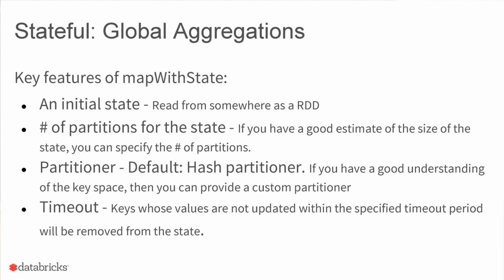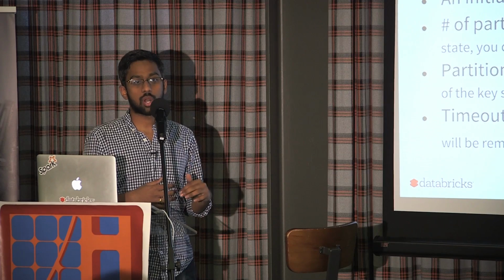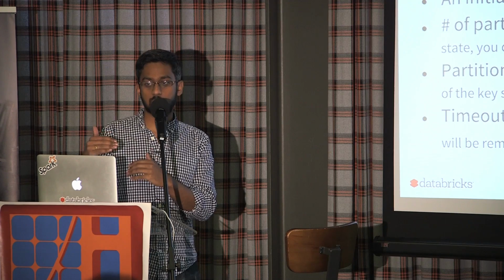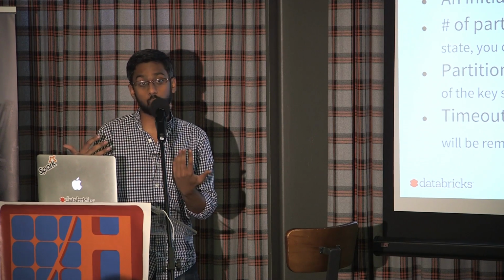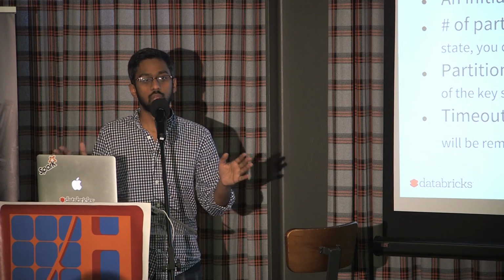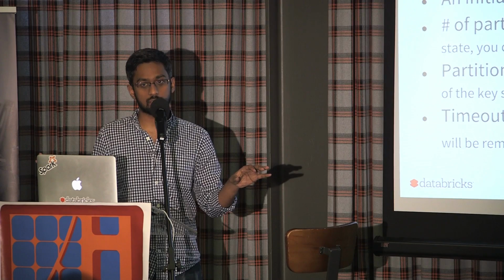The key features of mapWithState: you can provide an initial state. If you have an initial state stored somewhere, like in HDFS or Cassandra, even before the Spark Streaming job starts, you can load it as an RDD and provide that as the initial state to mapWithState. And then you can also specify the number of partitions. If you have a good estimate of the size of the key space, like 100,000 words or 1 million keys, then you can specify the number of partitions to ensure that the state is evenly distributed across the cluster.